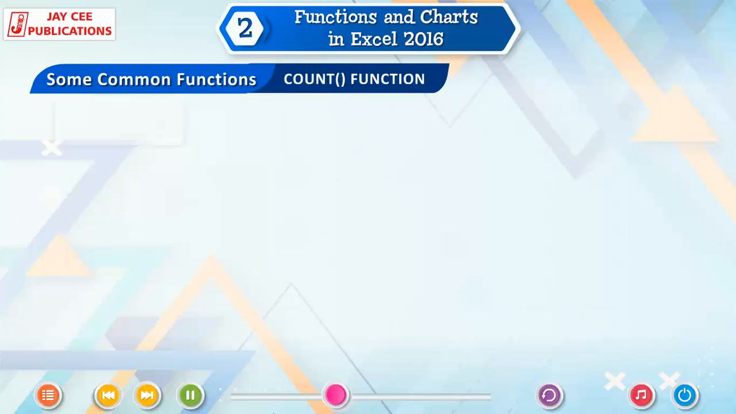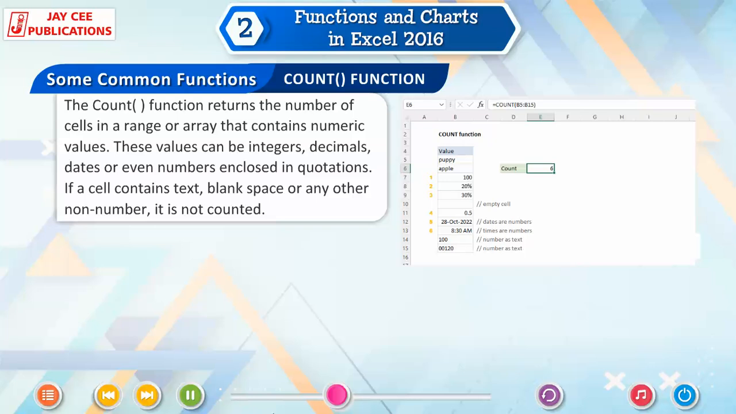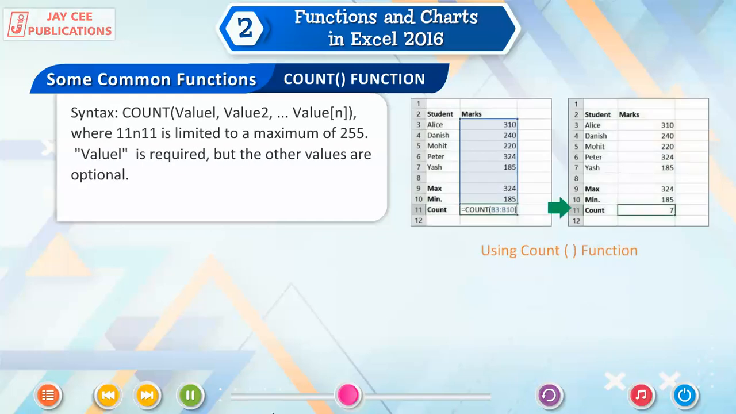Count function. The count function returns the number of cells in a range or array that contains numeric values. These values can be integers, decimals, dates, or even numbers enclosed in quotations. If a cell contains text, blank space, or any other non-number, it is not counted. Syntax: count value 1, value 2 till value n, where n is limited to a maximum of 255. Value 1 is required, but the other values are optional.